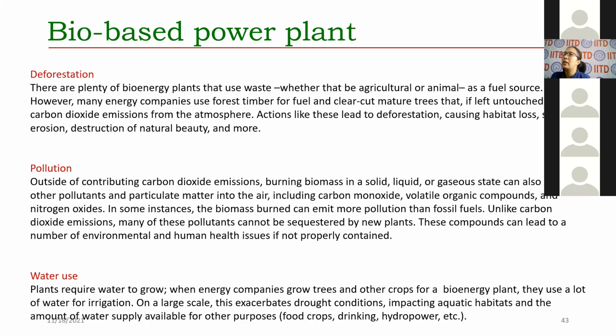fossil fuel also, clean. Threats from a bio-based power plant: yes, deforestation, because we need land to grow such fuels, such crops. So there is a threat of deforestation, pollution, of course, outside the country. There are liquid, solid and gaseous pollution that happen because of processing of such fuels. And water use. Water use is very important. Now, a plant requires water to grow. So we are putting our water toward our fuel generation as well. It is important whenever you grow something.